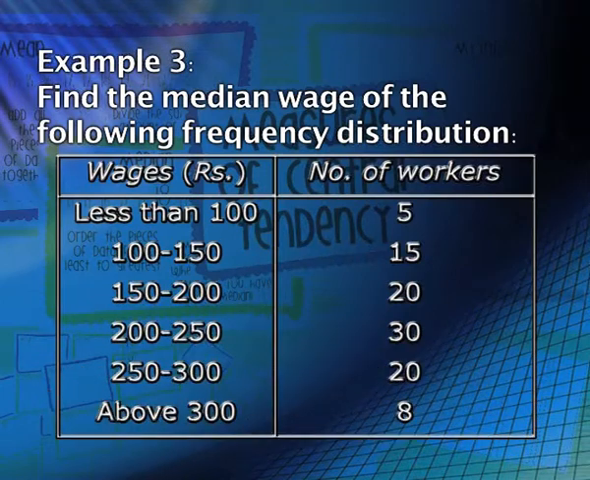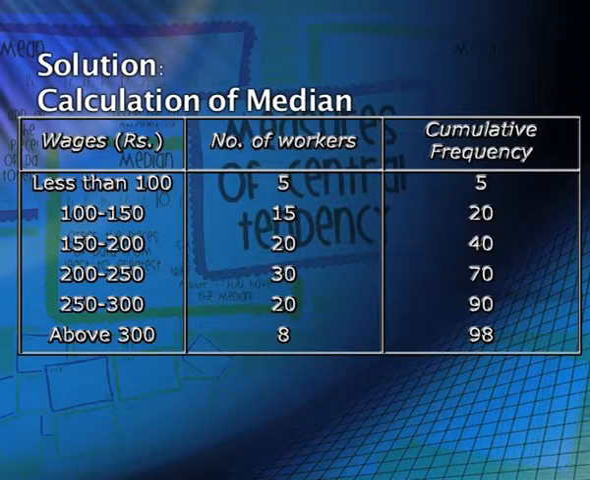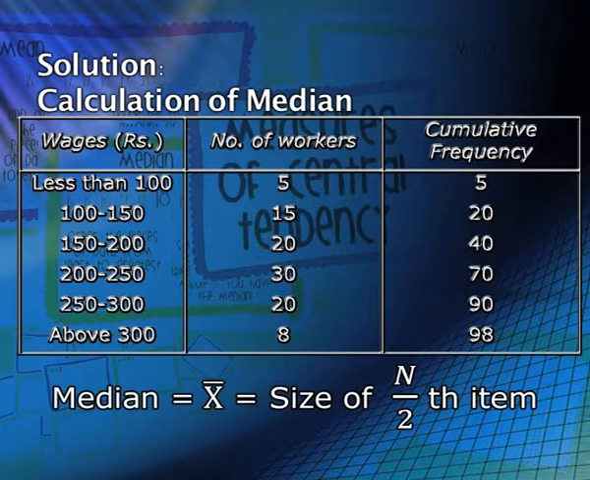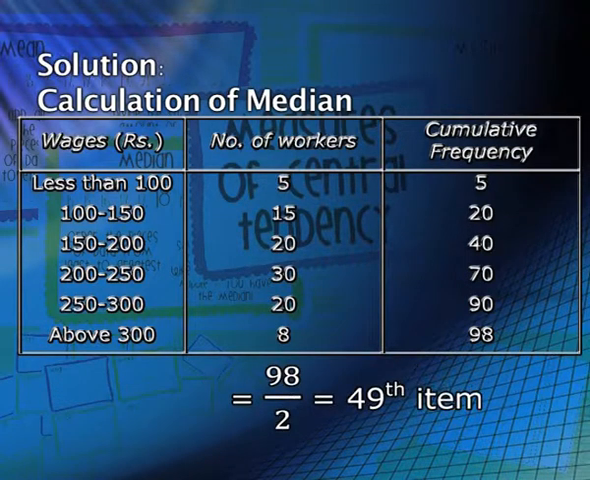Third example, find the median wage of the following frequency distribution. So we have this following frequency distribution, which has a table of wages given in rupees and the number of workers. So we'll see the calculation for the median. We make a table of wages, number of workers, and cumulative frequency again. We will apply the formula, that is median equals to x bar, that is equal to size of n by 2th item. So that is equal to 98 by 2, which is equal to 49th item.